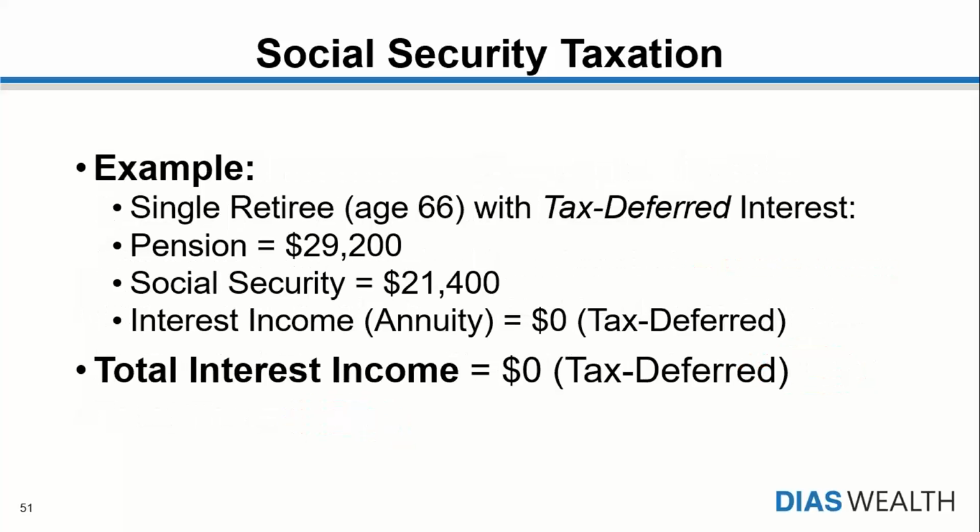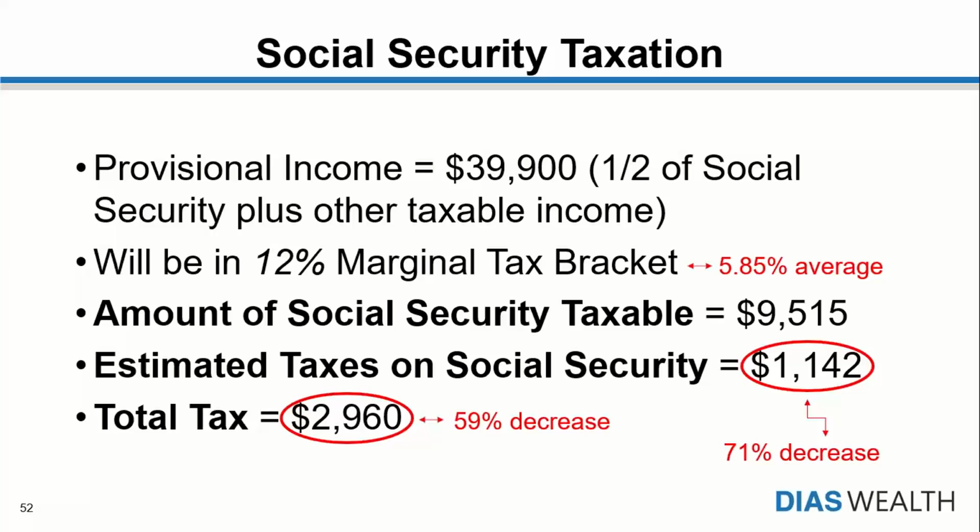And what we said is, how about if we just redirect that into a tax-deferred annuity? So we still have the same pension income and Social Security income, but as you can see in this example, the interest income is zero because it's tax deferred. It will bring down the provisional income to $39,900. The client is in a 12% marginal tax bracket, or 5.85 average.